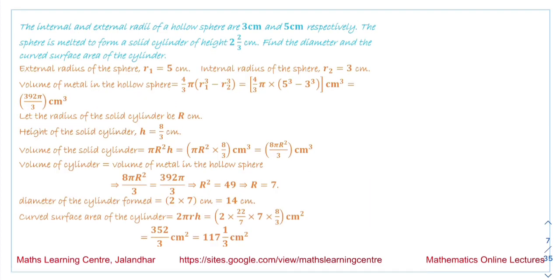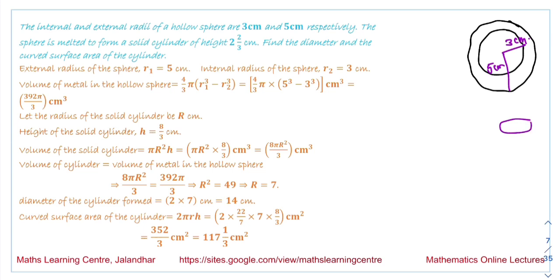Now the next question we have is the internal and external radii of a hollow sphere are 3 centimeter and 5 centimeter respectively. So a hollow sphere is given, and it is given that the internal and external radii that we have over here are 3 centimeter and 5 centimeter. The sphere is melted to form a solid cylinder. A solid cylinder is formed whose height is 2 whole 2 by 3 centimeter. Find the diameter and the curved surface area of the cylinder.